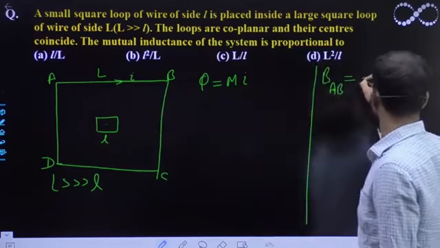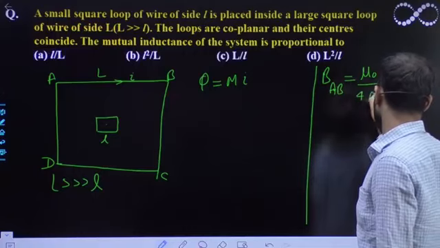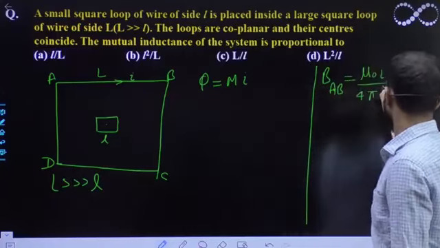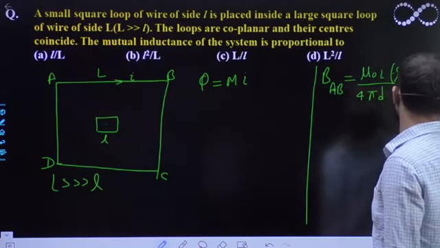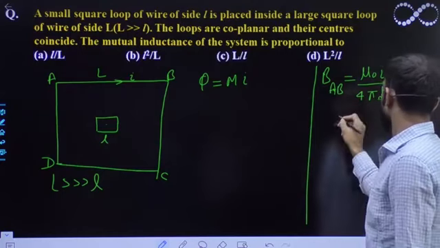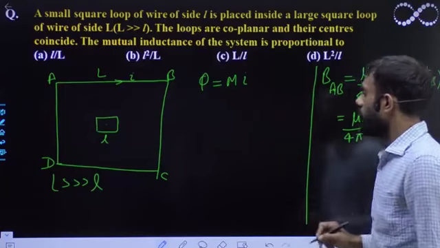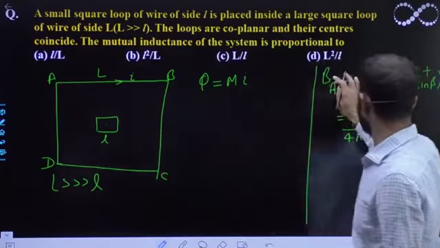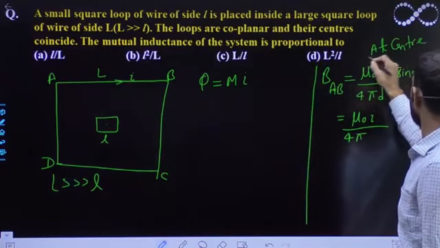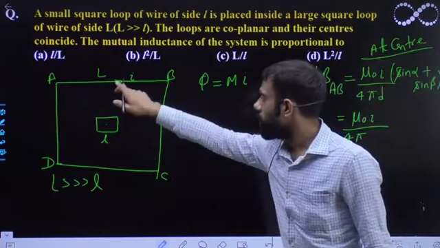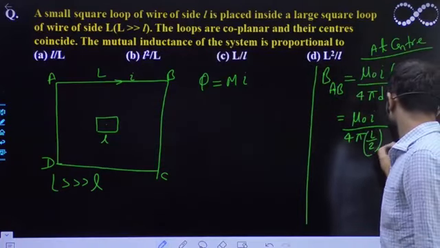You can apply the formula here, mu naught I upon 4 pi d, into sine alpha plus sine beta. So this becomes mu naught I upon 4 pi d. I am trying to calculate the magnetic field due to AB at the center. So the distance will be how much? L by 2. So I will put here L upon 2.